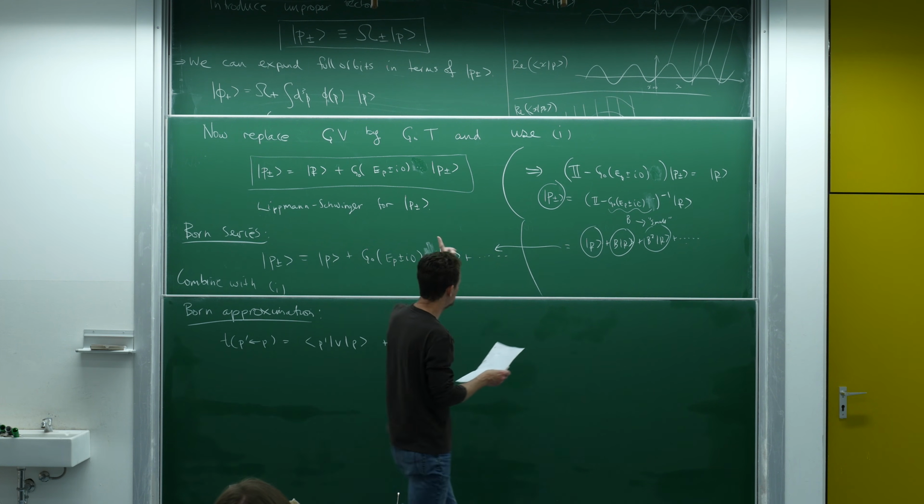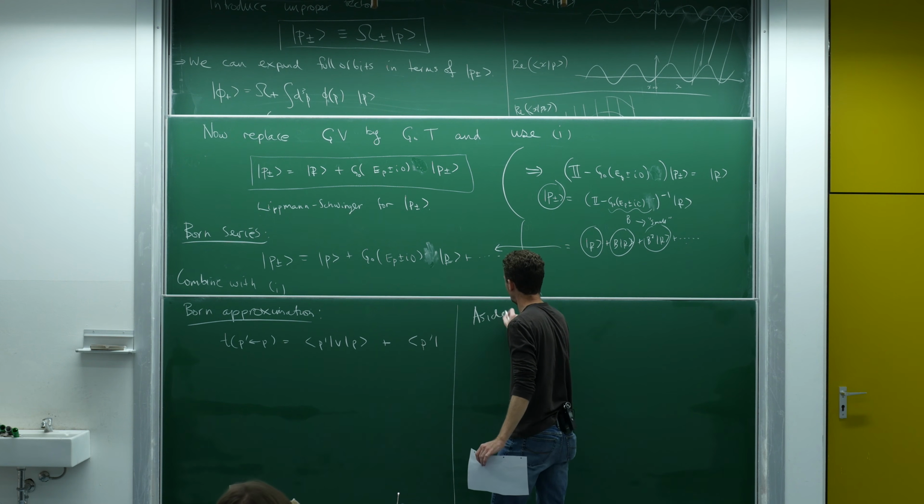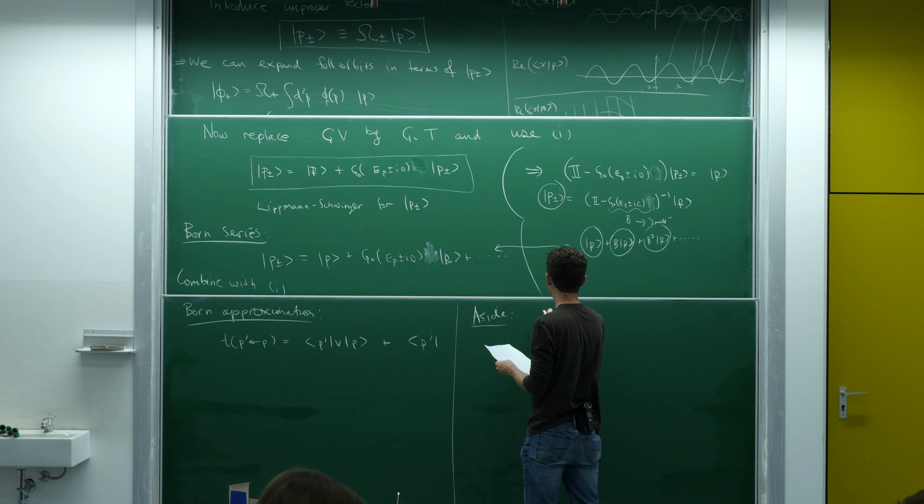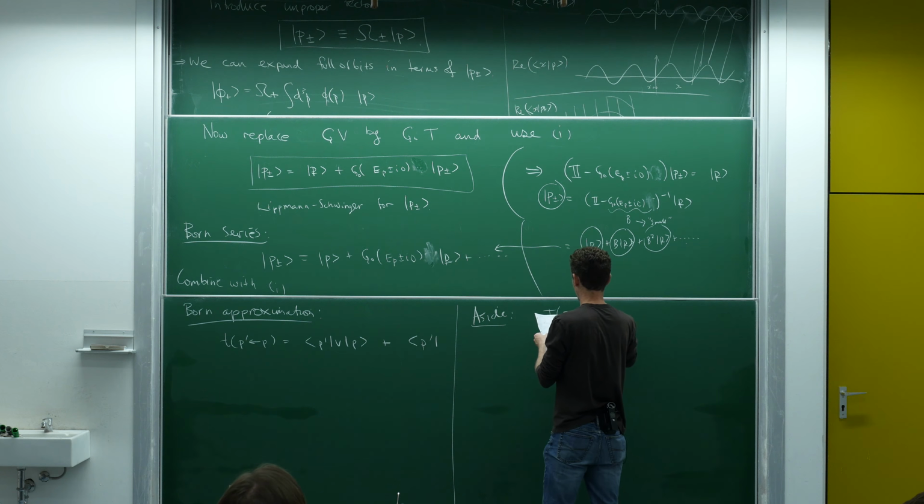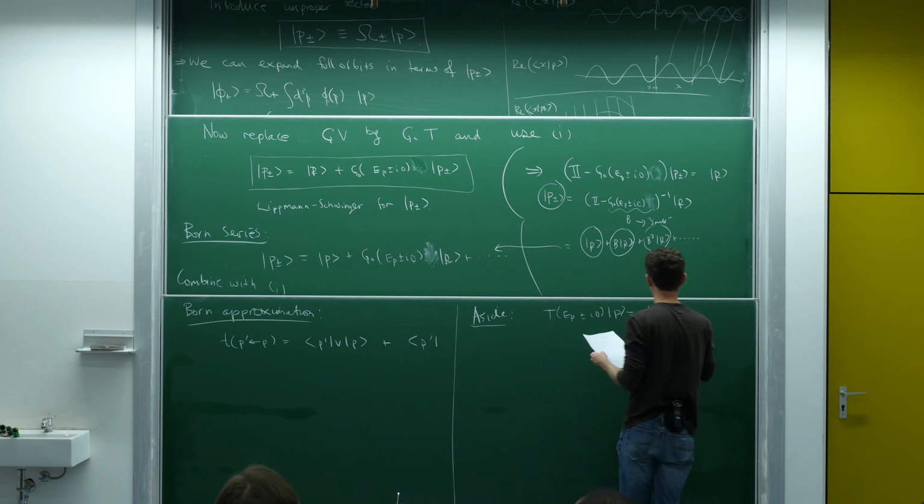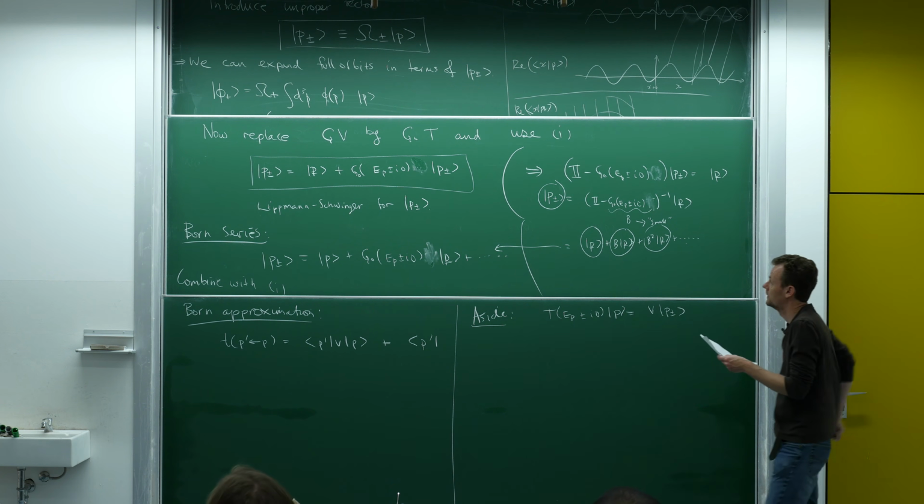So we're going to use 1. So this is aside. Let's write out 1 again. 1 says that T of EP plus minus I naught on P equals VP plus minus. So that's an equation that we trust, I hope.